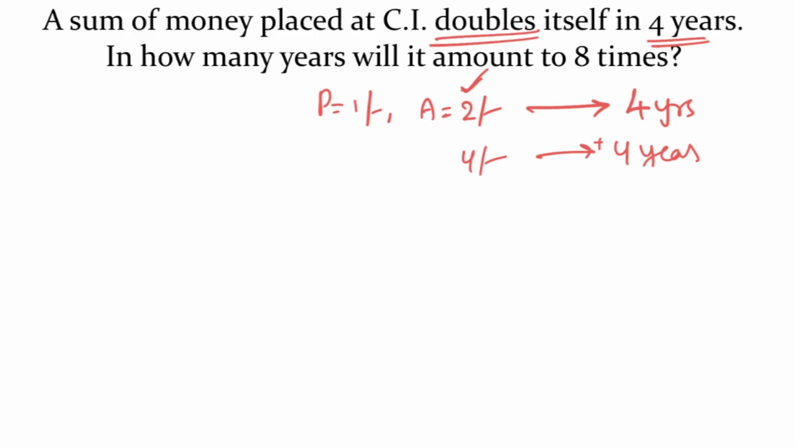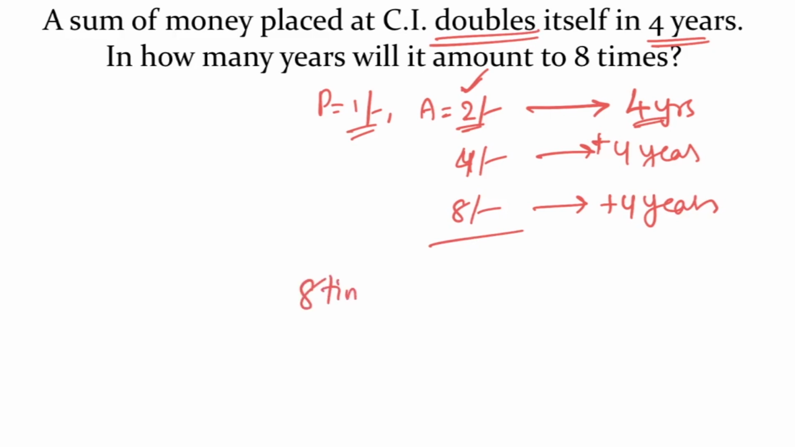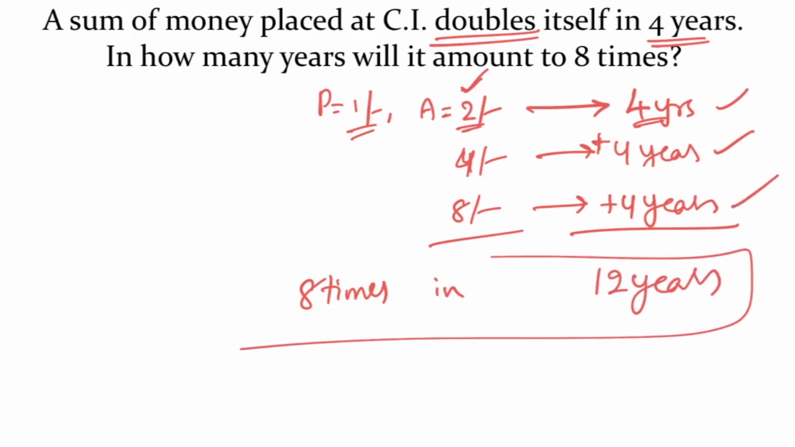So if you invest 1 rupee, it will become 2 rupees in 4 years. In the span of 4 more years, 2 rupees will become 4 rupees, double. If you give 4 more years time, now 4 rupees will become 8 rupees. So to become 8 times, it takes 4 plus 4 plus 4, 12 years. It will become 8 times in 12 years.